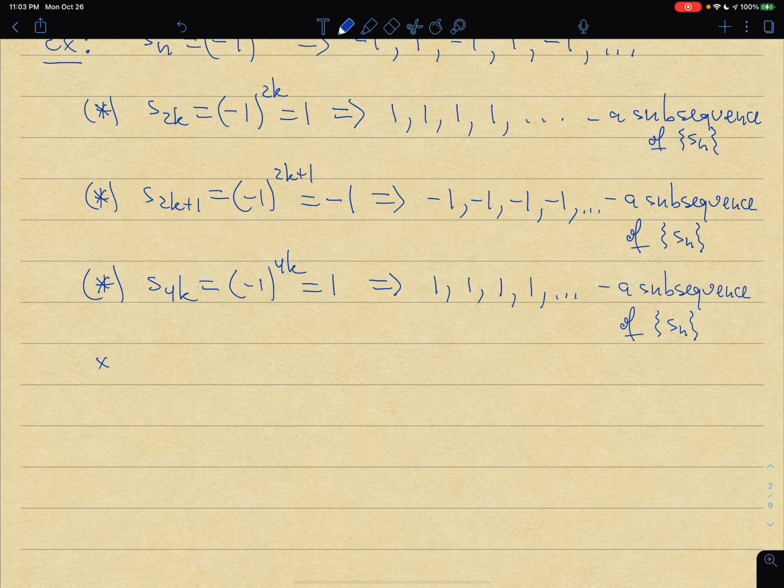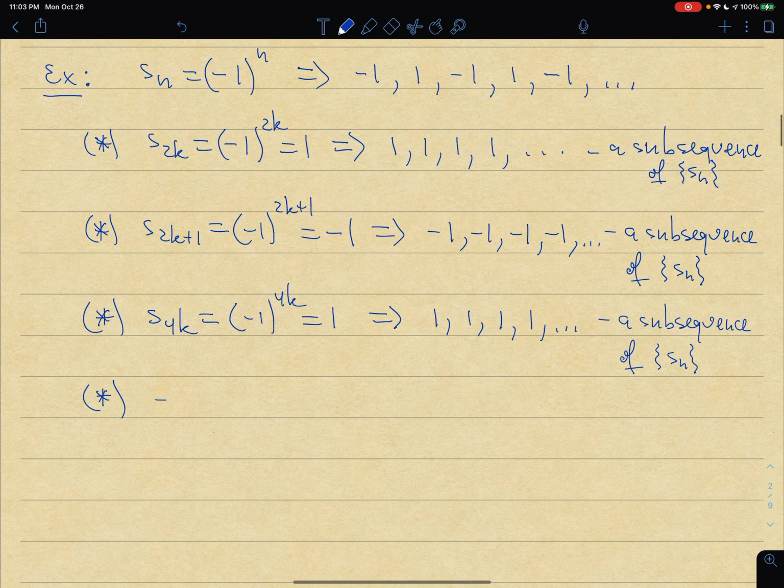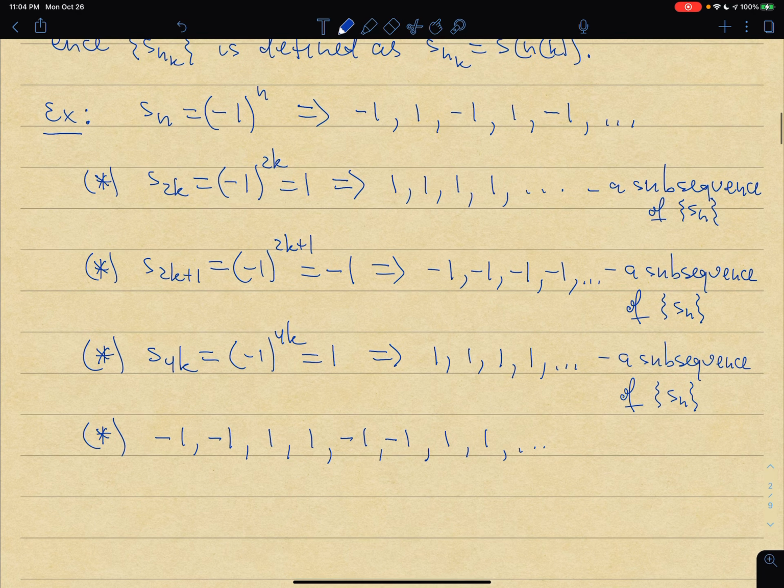Likewise, if I have a sequence that looks like this: minus 1, maybe minus 1, 1, 1, minus 1, minus 1, 1, 1, and so on. Is that a subsequence of the original sequence? Well, yes, right?